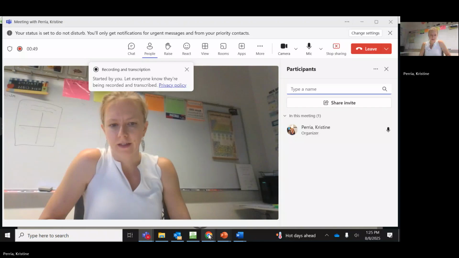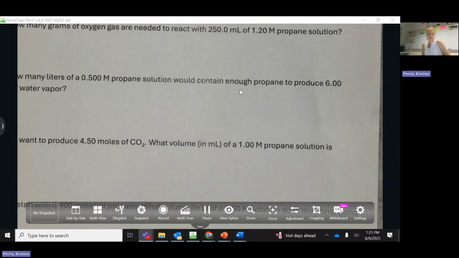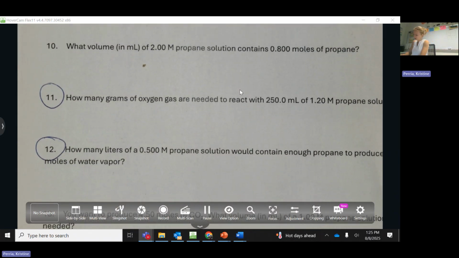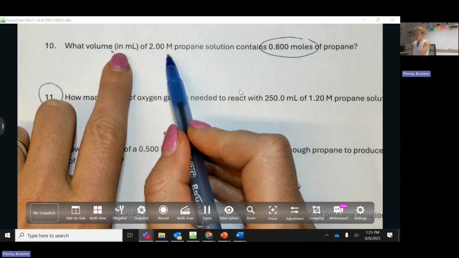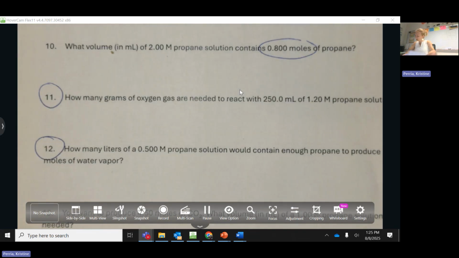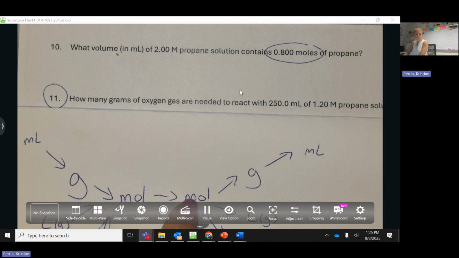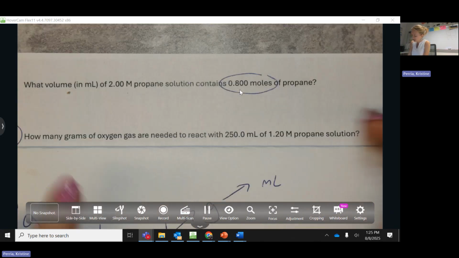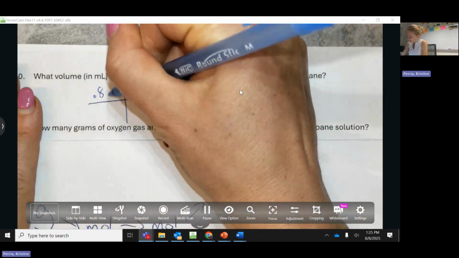New part of the worksheet. Okay. So we are on number 10. So this one, you're starting with moles of one thing and you're going to volume of the same thing. So if you look at our chart here, we're going from moles of one thing to volume of the same thing. And I know that it's aqueous because I'm given a molarity. Okay, so that's just going to be 2 steps. Okay. I'm going to put my 0.8 moles right here.